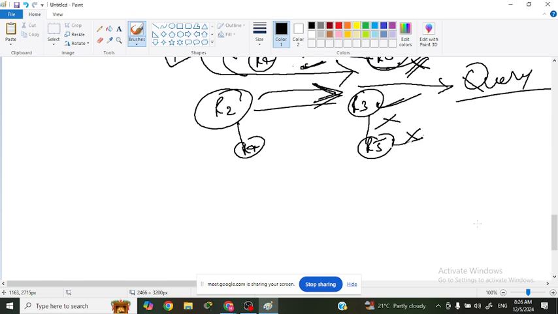Yeah, when a path is available for redundancy, if suppose one link is down, it will pick up from the other link. By that time, the query message will not be sent. Why? Because a path is already available. If both paths are down, in that case R2 will send a query message to both routers, asking whether R5 is available or not.